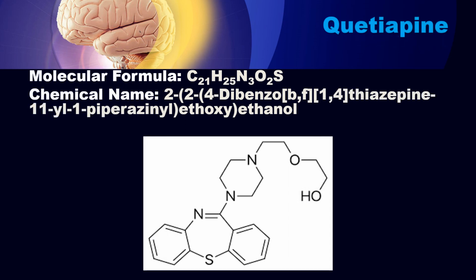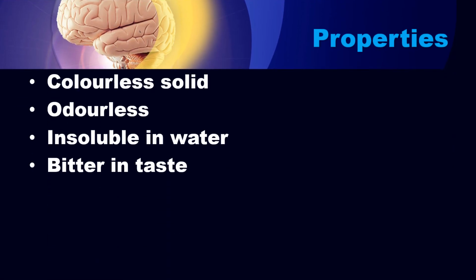Quetiapine. Molecular formula is C21H25N3O2S. The chemical name is 2,2,4-dibenzo-b,f-1,4-thiazepine 11-aryl-1-piperazine ethoxyethanol. Properties. It's a colorless solid which has no odor. It is insoluble in water and it tastes bitter.